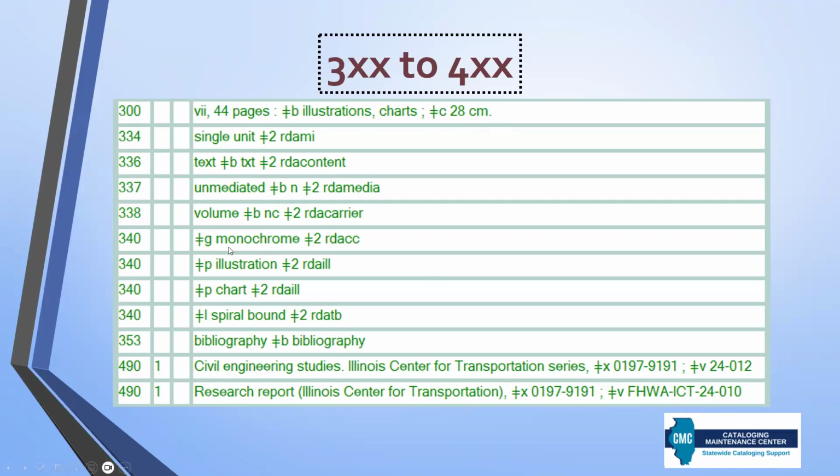340, they're black and white, the illustrations and the charts. And then, so that's the color characteristics. And then here for the illustrations, notice that illustration and chart, it's singular here. It's plural up in the 300, but make sure it's singular down here. This is also spiral bound, so it's got that plastic spiral thingy on the side. And it has a bibliography.